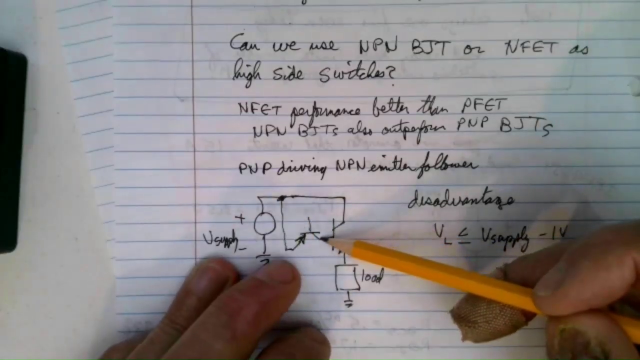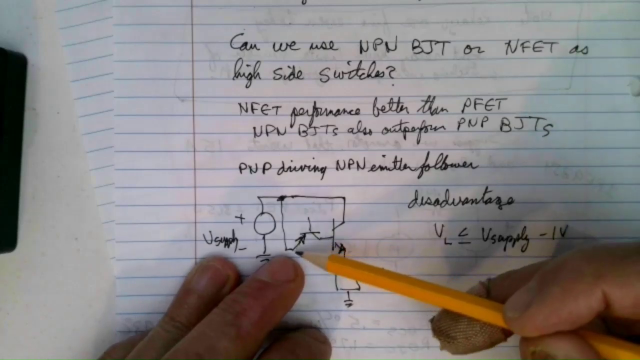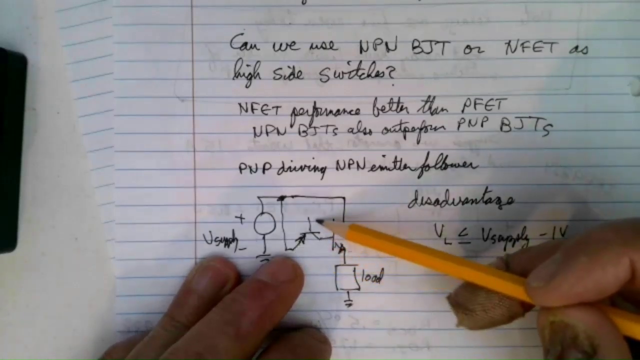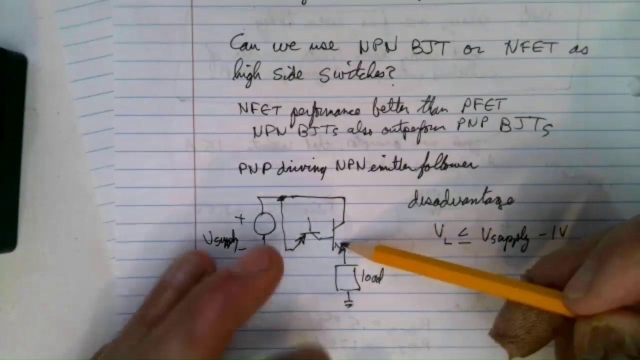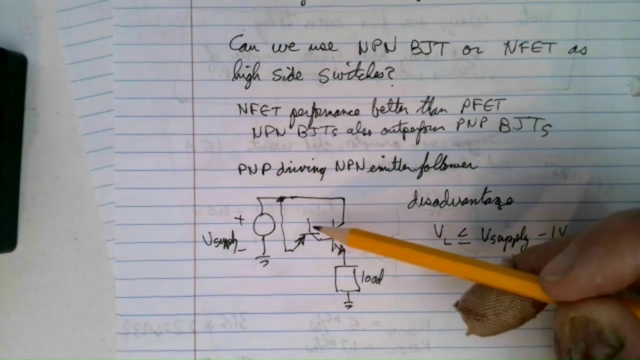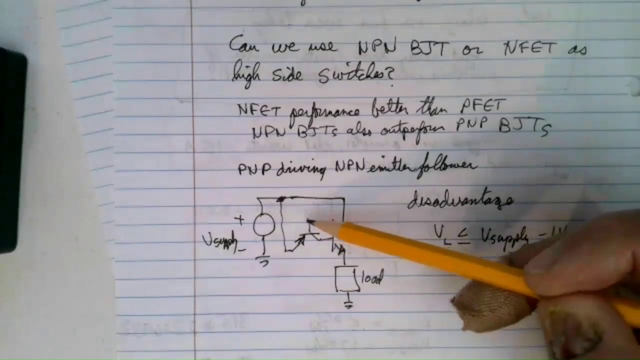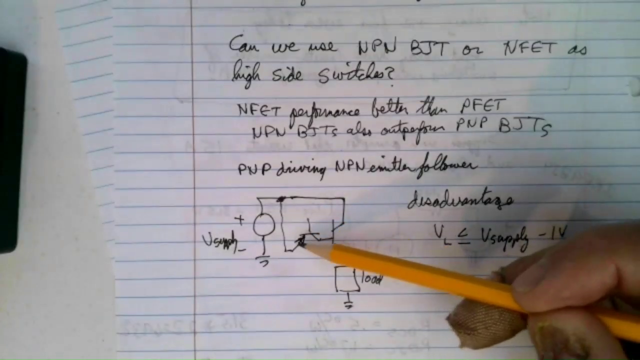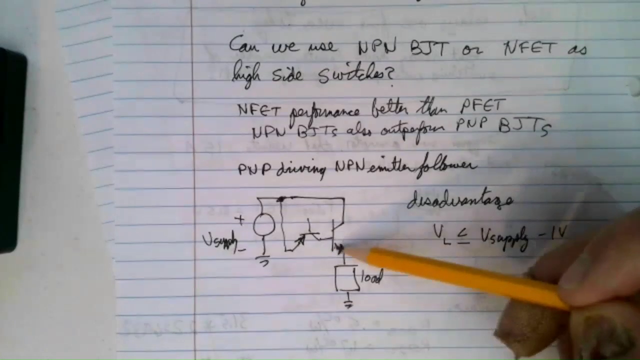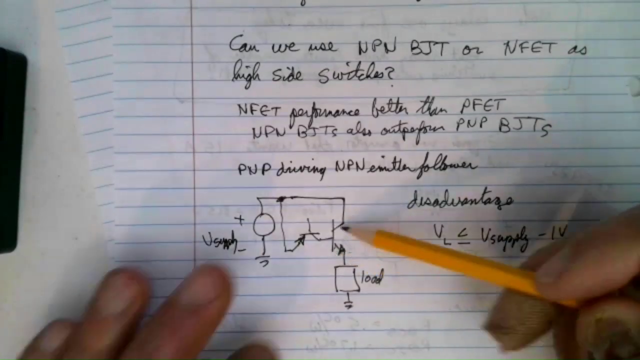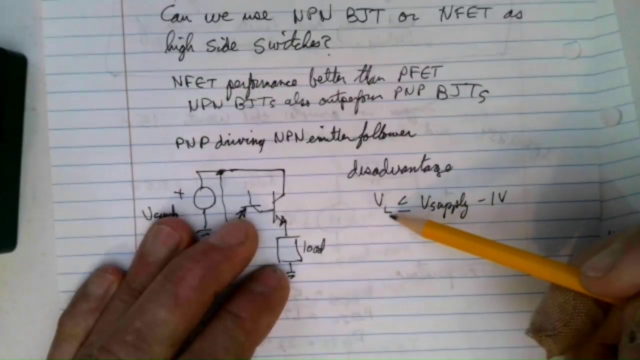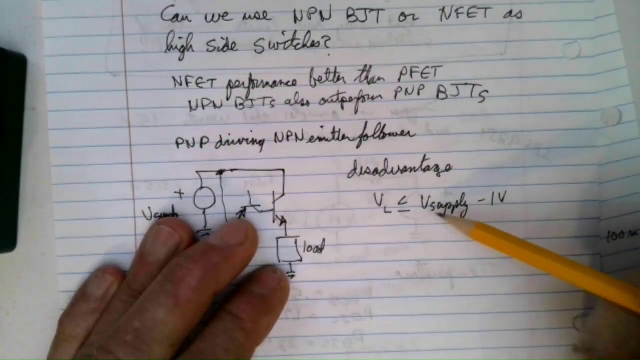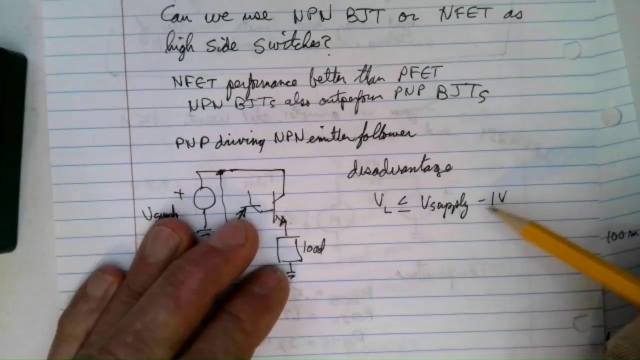Well, probably the best way to do it is with a PNP BJT, which you might be wondering, well, why didn't we just use the PNP BJT to drive the load directly? And that's an intelligent question. But so if we do the PNP BJT driving the NPN emitter follower, the best case is for the load voltage less than the V supply minus 1 volt.